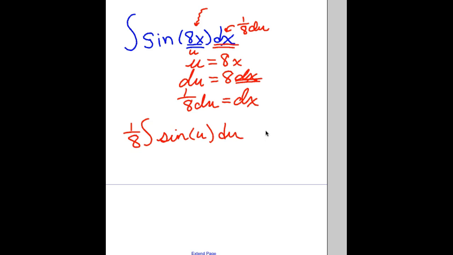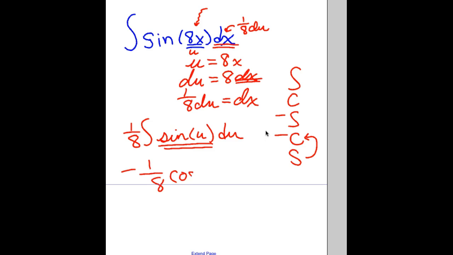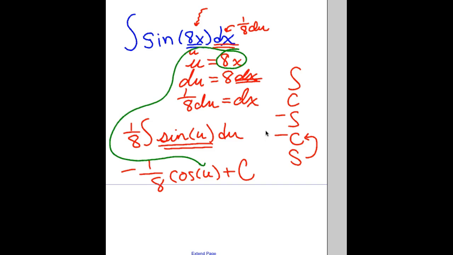Now I've got a function of u du, and it's a function I know the antiderivative of. Sine, cosine, negative cosine, sine. The antiderivative of sine is a negative cosine. So I would get the 1/8 out front, negative cosine u plus Carl. And now I back substitute. My u choice was 8x. So I plug it back in, and I say I have negative 1/8 cosine 8x plus c.